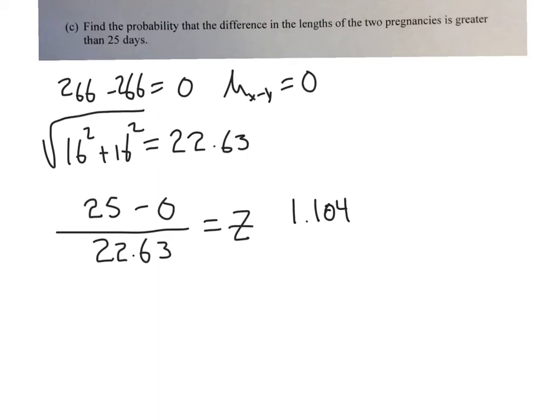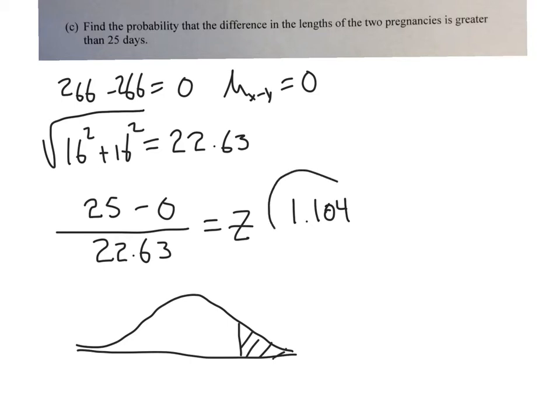Okay, so our z-score is 1.104, and I think we're getting used to where to go on the calculator a little bit. Normal CDF. So I always draw this picture. Let's see, what is it going to look like? It's going to look like this, right? And we want to know this area more than 25 days.